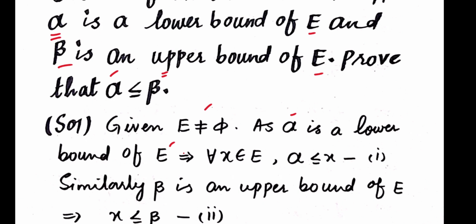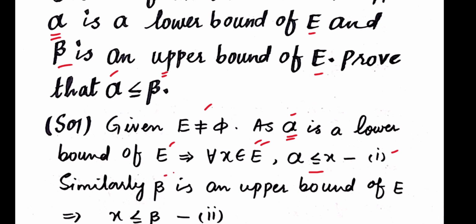Now, what is the definition of lower bound? The lower bound is a real number, if we particularly assume the field R, then alpha is a real number that is less than or equal to every element of E. If alpha is a lower bound, then it must be that alpha should be less than or equal to every element of E. So alpha is less than or equal to x. Say this is inequality number 1.